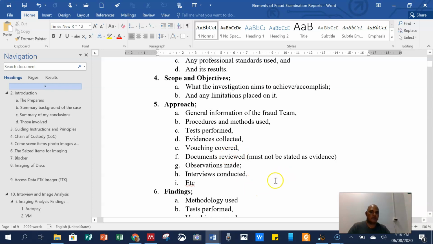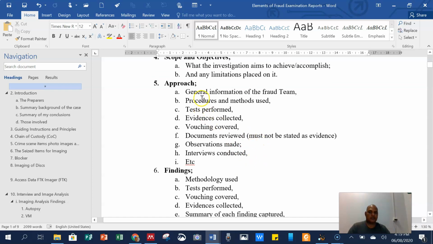Documents reviewed: it's also important that all the documents that have been accessed for review are put down so that people can see the information that has been covered in the report. Also, if there are observations that you cannot quantify and substantiate with evidence, you can also go for the observation. Observations should be part of the approach, and also the interviews conducted, the detailed interviews conducted, the procedure, the processes, and the people involved.